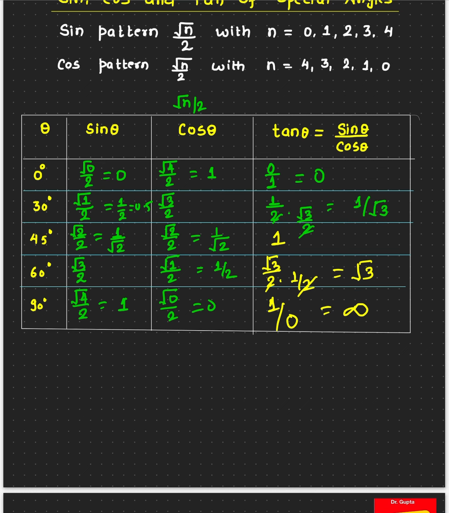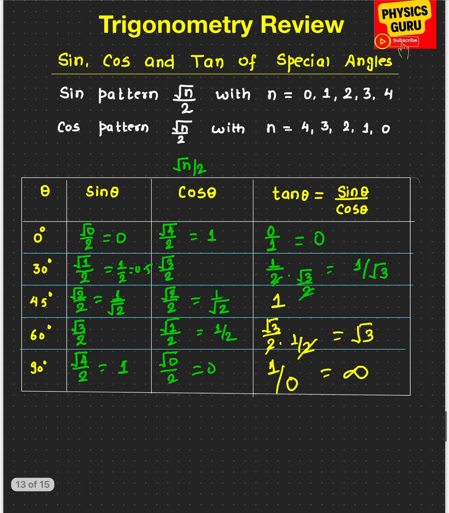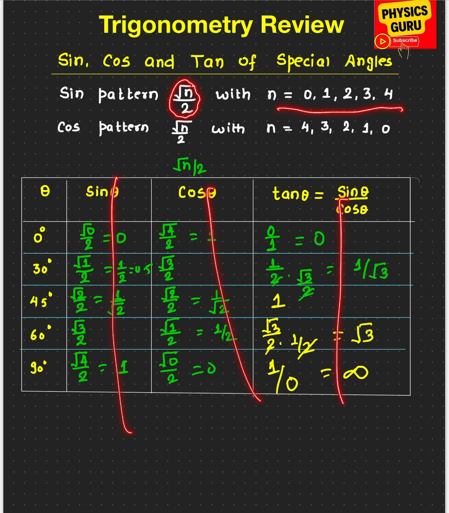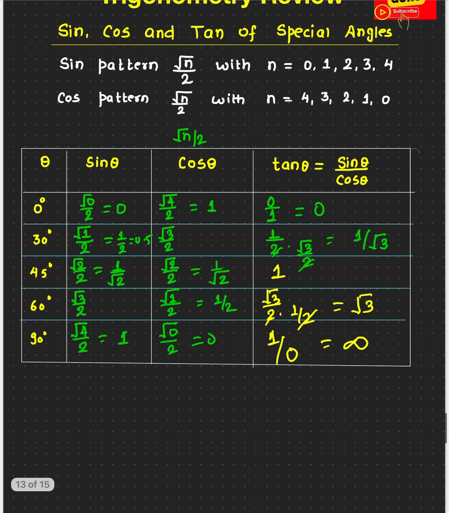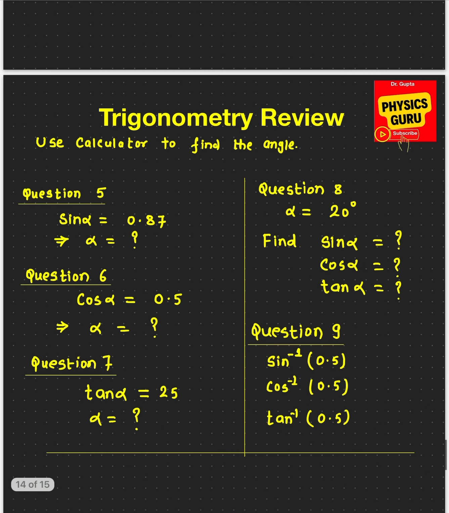Okay, so all you have to remember is the square root of n over 2, going from 0 to 4, and then you should be able to fill out all the numbers here. That's how you would memorize sine theta, cosine theta and tangent theta, the values at different angles.